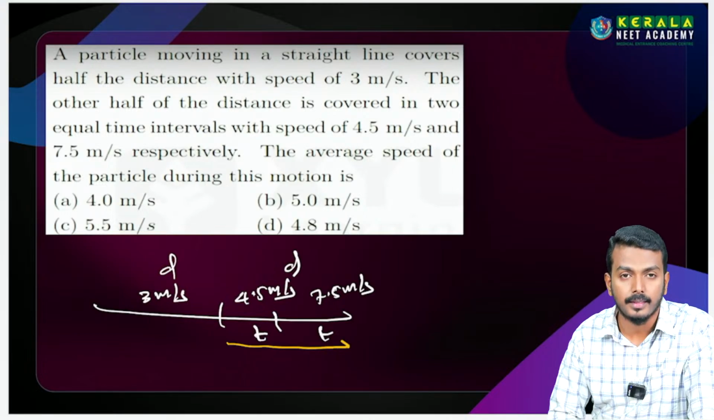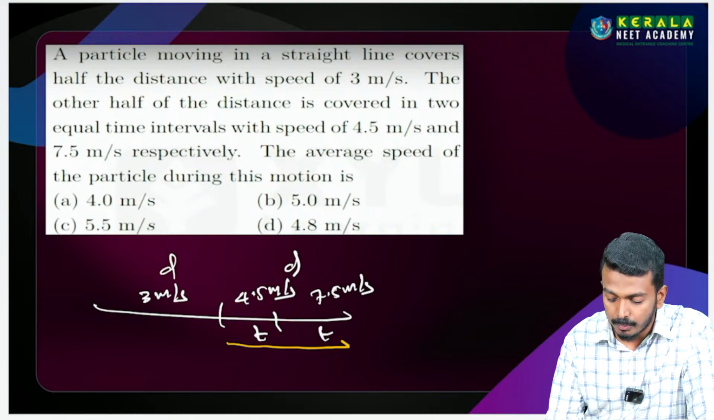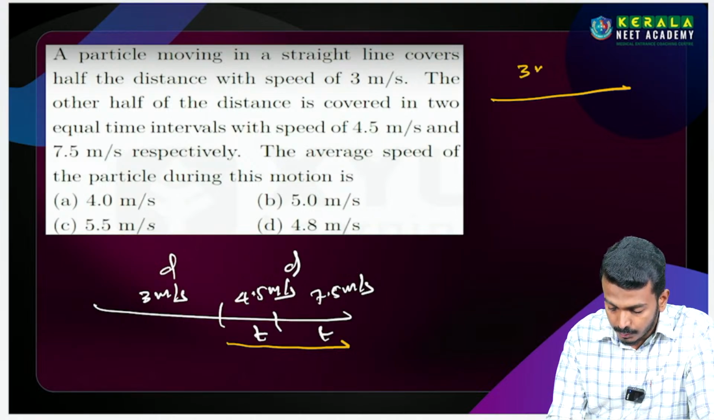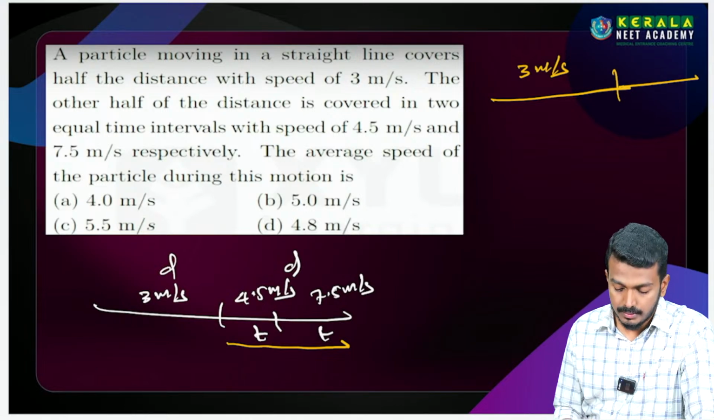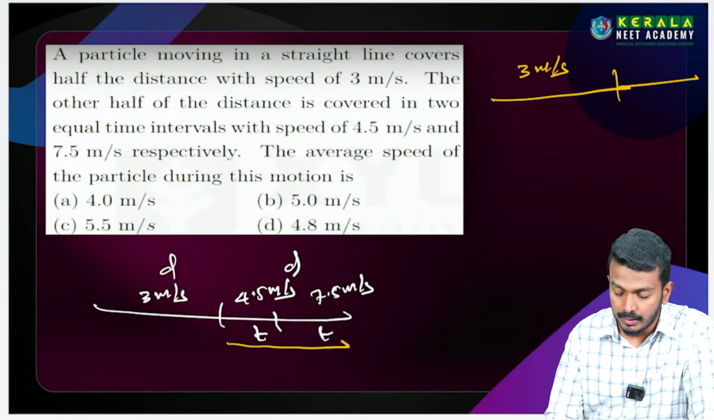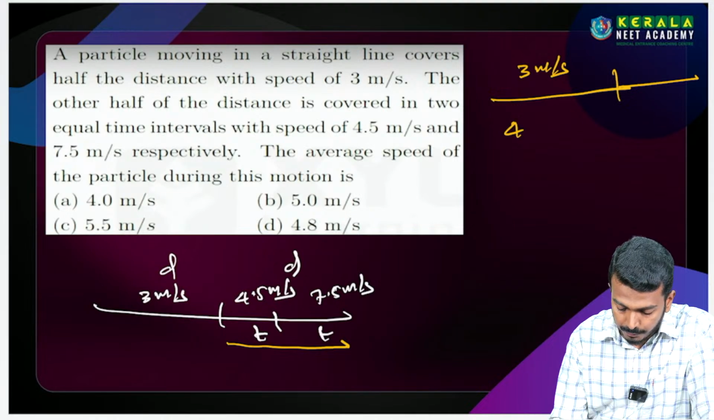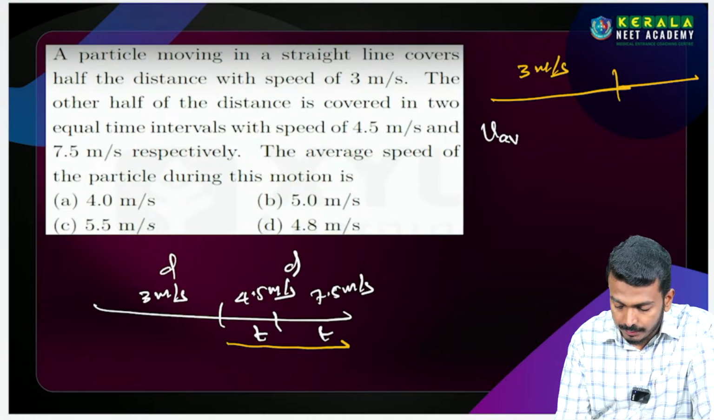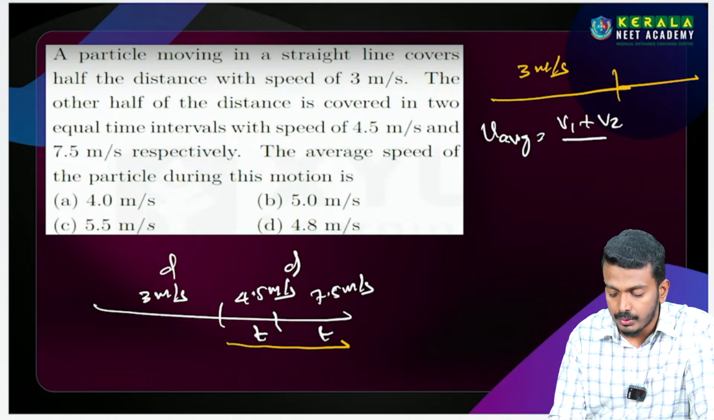First you have to imagine the second part. Take only this second part, where the time intervals are equal, very simple. What formula can you use when time intervals are equal? The first half moves with 3 meters per second; in the second half the time intervals are equal. Taking only the second half portion, the average velocity is equal to, for equal time intervals, (v1 plus v2) divided by 2.